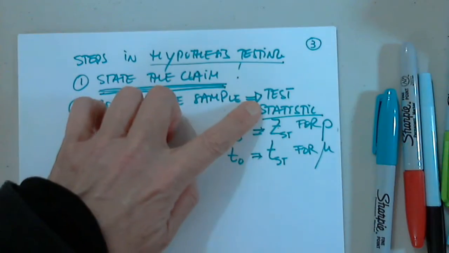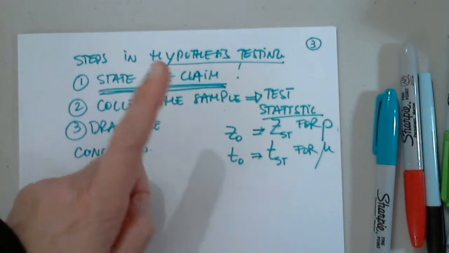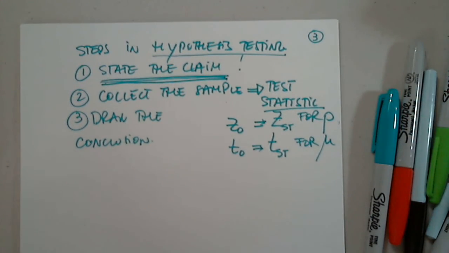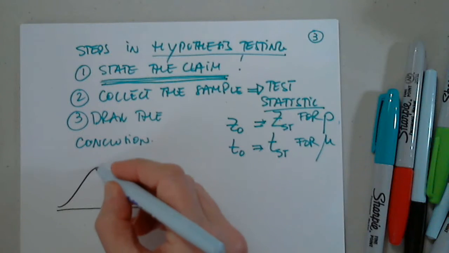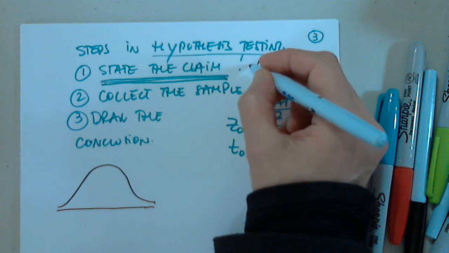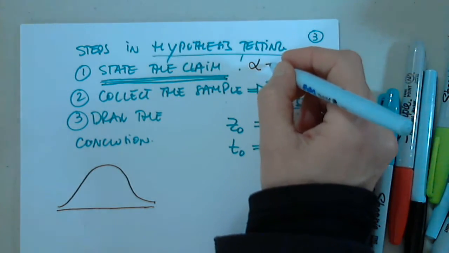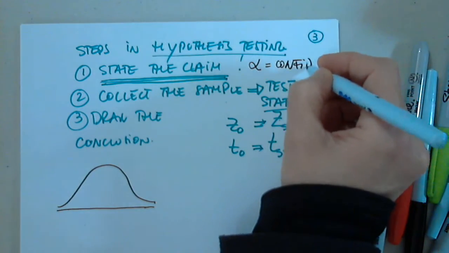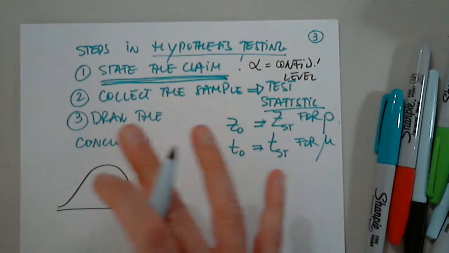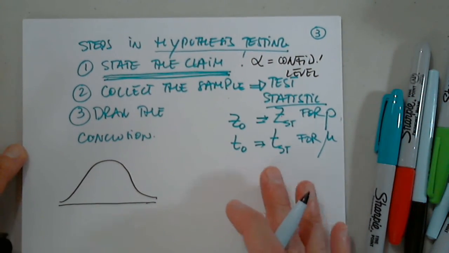I collect the sample, I determine the test statistic, either, of course, Z0 or T0, it doesn't matter to me. And then when I draw the conclusion, I have two options, basically. Remember, when we state the claim, we also have to state the alpha. Alpha is the confidence level. I just want to explain how this works.